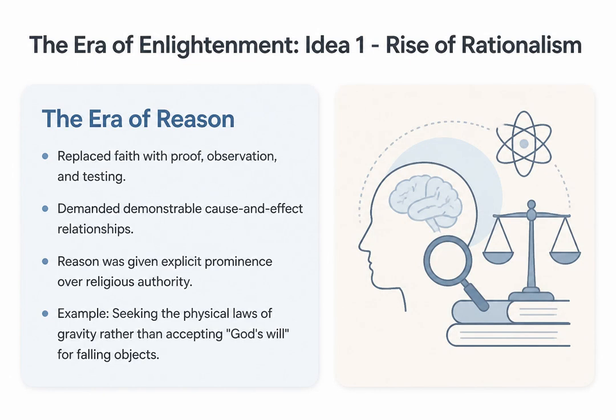This brings us to the era of Enlightenment, defined by 3 core ideas. The first is the rise of rationalism. If the Bible could no longer be taken on blind faith, society needed a new foundation for knowledge: proof, observation, and testing. People demanded to know the cause and effect relationships of the world. In the medieval era, if you asked why an apple falls, the church would say, because God wants you to eat it. In the Enlightenment, that answer was no longer acceptable. Reason demanded a demonstrable physical cause, which eventually led thinkers like Newton to formulate the laws of gravity.